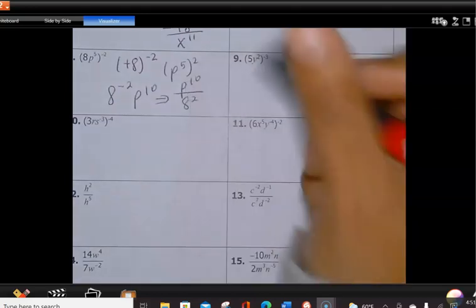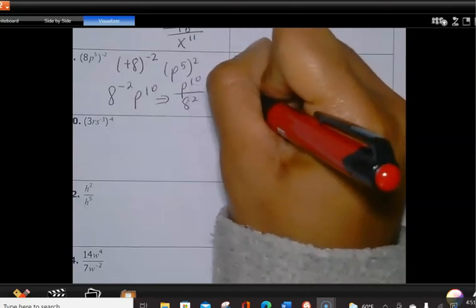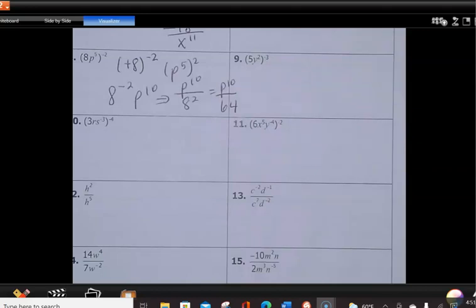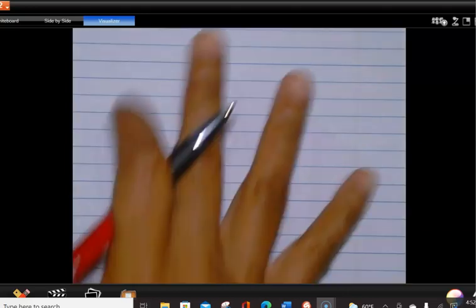But we have that p to the 10th. So the final answer is p to the 10th over 64. And I'm going to transition to a sheet of paper. Everybody good on that one? All right, so now let's look at number 9.